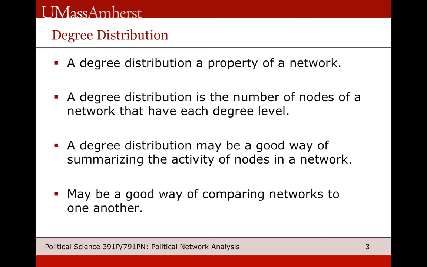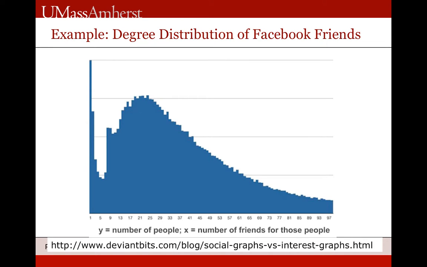And you can think about this as a nice way to summarize the overall level of activity of all the nodes in a network. And in fact, it can be a nice way to compare networks to one another. So we'll look now at 2 examples of social media networks and the degree distribution in those networks. One that many of you may be familiar with is Facebook friends.